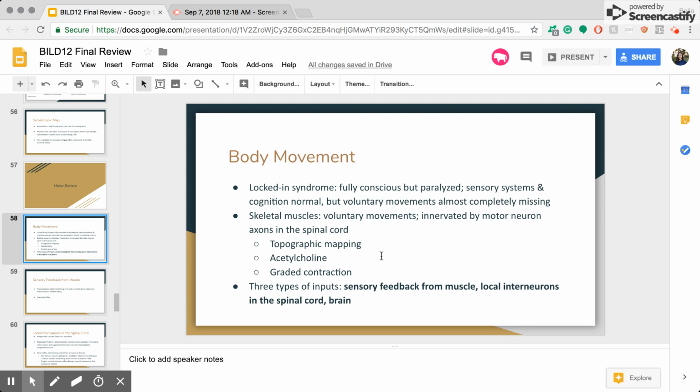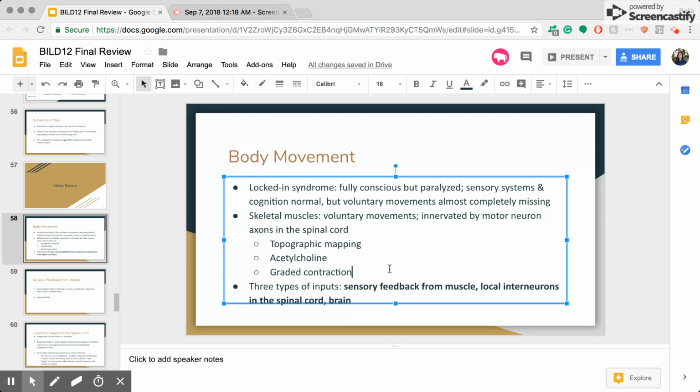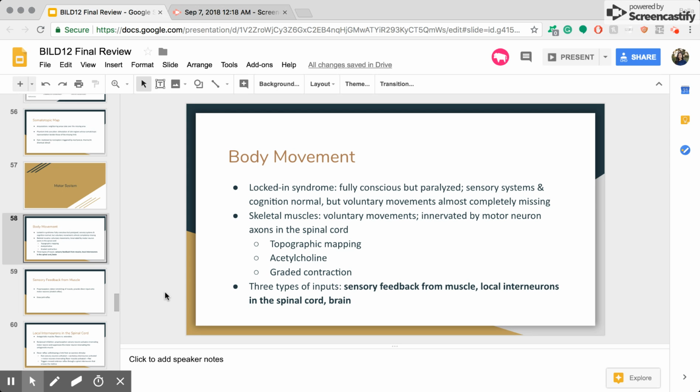The neurotransmitter you need to know for this is acetylcholine. If there's anything related to motor function, the neurotransmitter you're looking for is acetylcholine. That's it. There are also graded contractions. Again, it's the concept of not a full action potential where it's just, does it happen, yes or no? It's to what extent does it happen? To what extent do you feel it? And then there are three types of inputs with body movements, and we are going to go into those three.